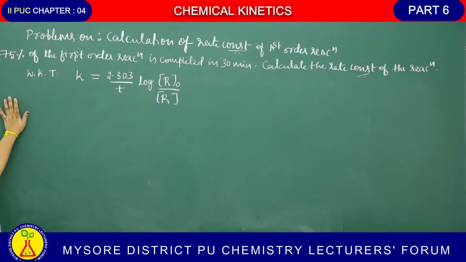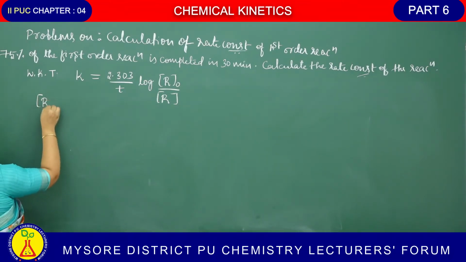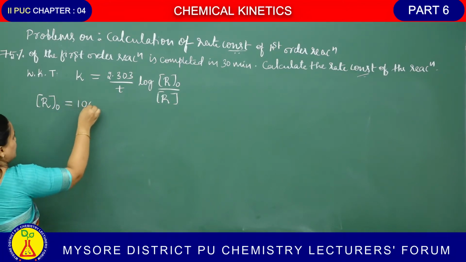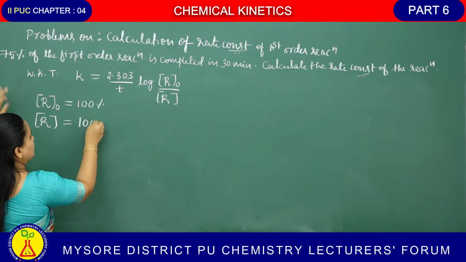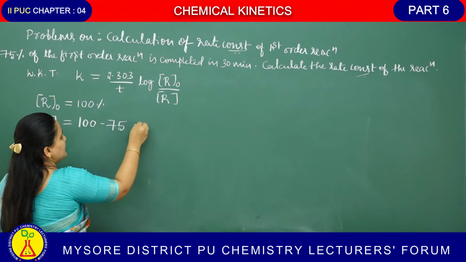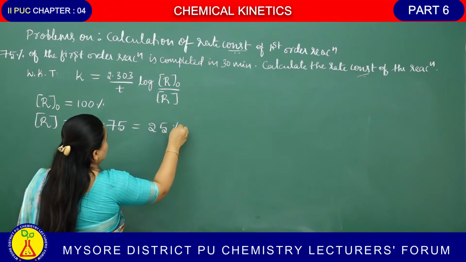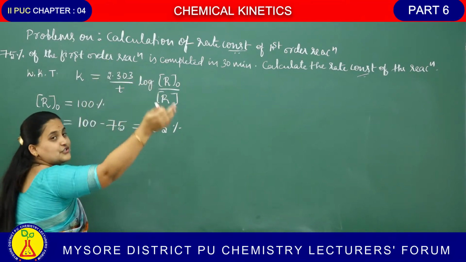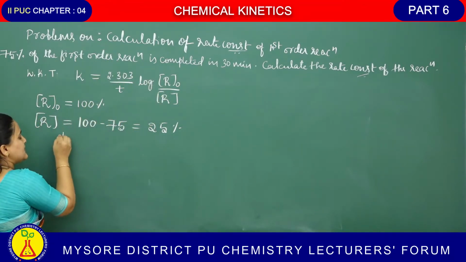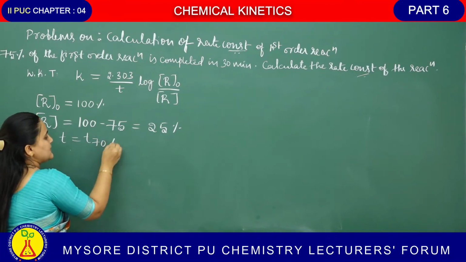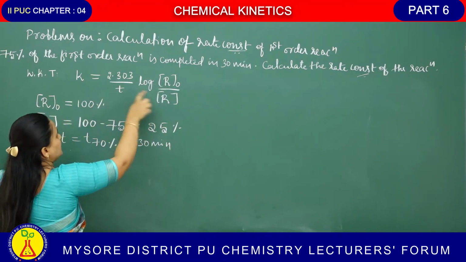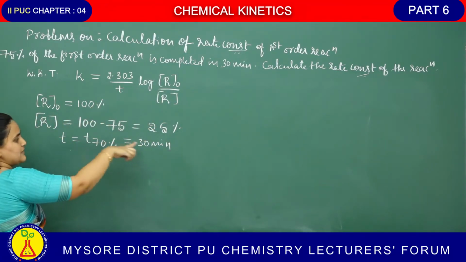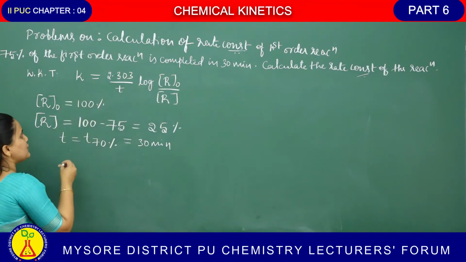75% means initially it was 100%, right? R naught means what? Initial concentration of the reactant. Given R naught is equal to how much? 100%. Final concentration: it will be completed 75%, so 100 minus 75 we get 25%. And 75% of the reaction is completed in 30 minutes, so t is equal to 30 minutes. We get the values for R naught, R and t. Substitute all the values into the above equation.